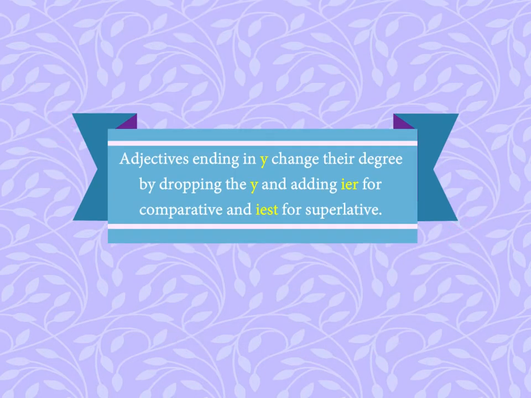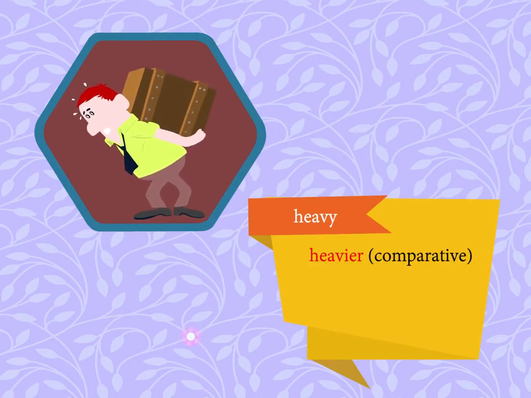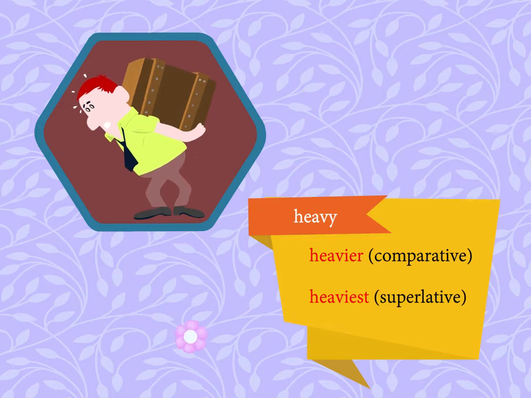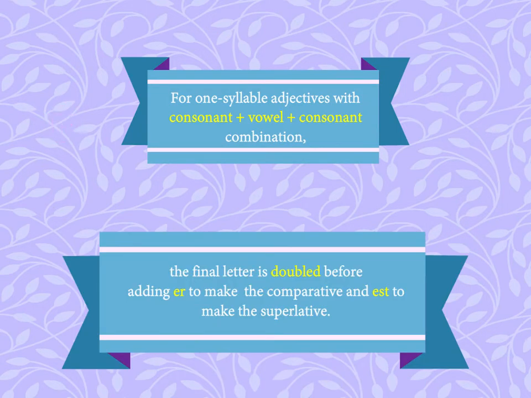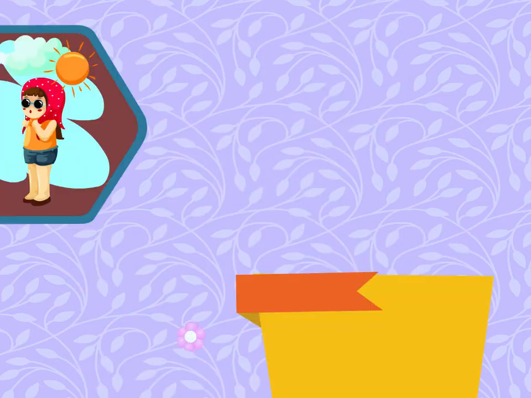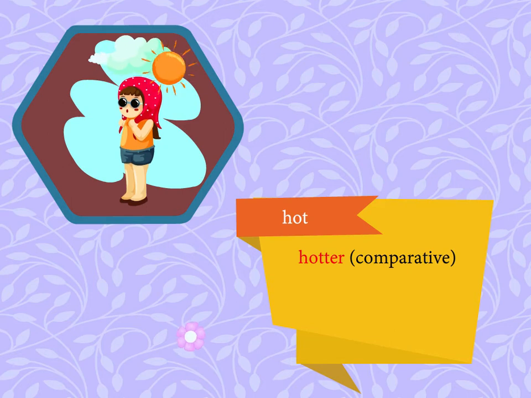Adjectives ending in Y change their degree by dropping the Y and adding IER for comparative and IEST for superlative. For example, heavy becomes heavier in comparative and heaviest in superlative. For one-syllable adjectives with consonant plus vowel plus consonant combination, the final letter is doubled before adding ER to make the comparative and EST to make the superlative. For example, hot becomes hotter in comparative and hottest in superlative.